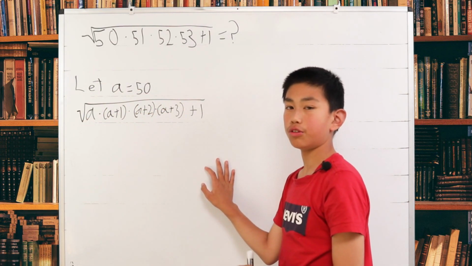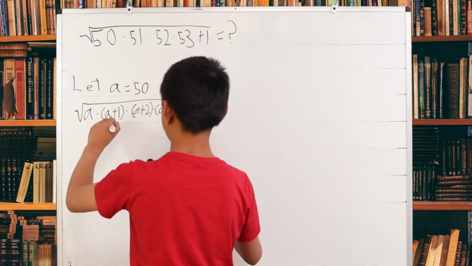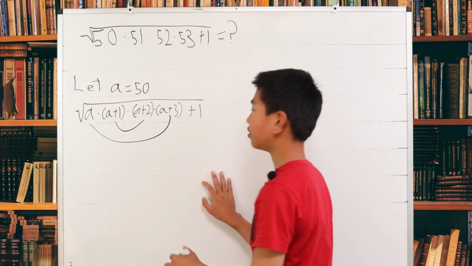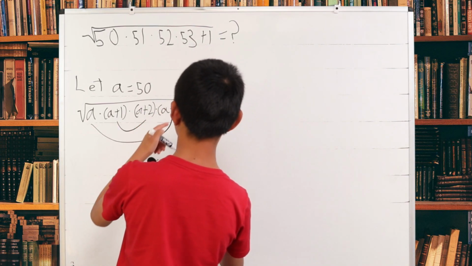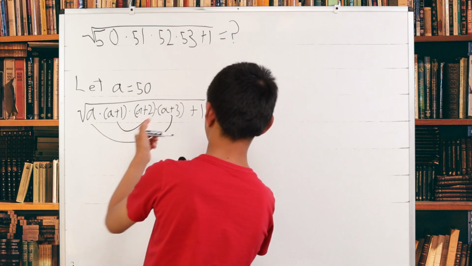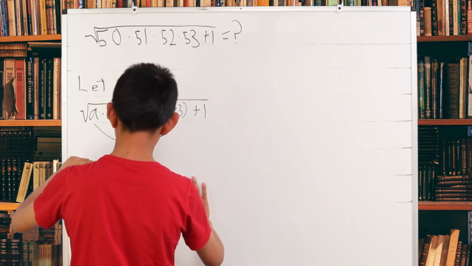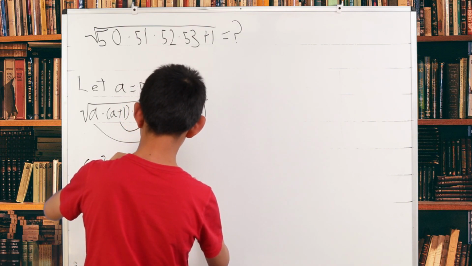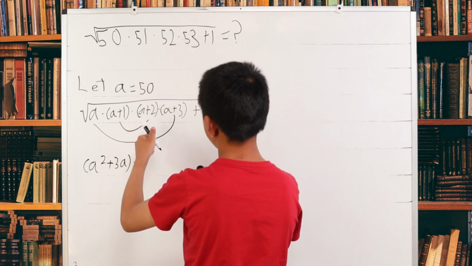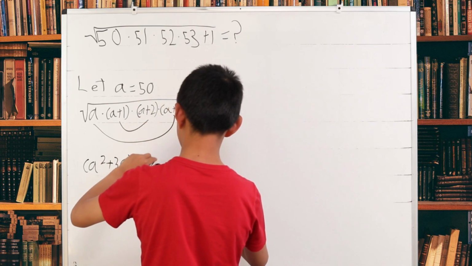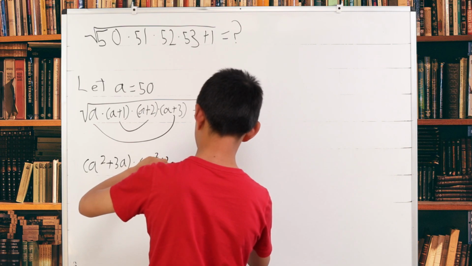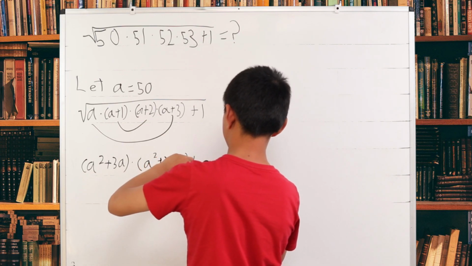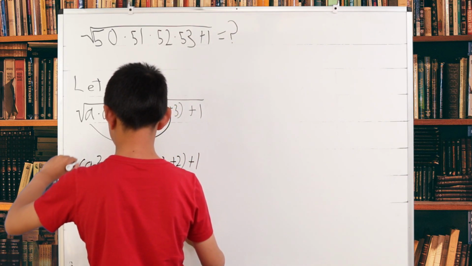Now, to make the values a bit more even, we multiply these two in the middle and these two end terms. Once you've done that, the first term multiplied by the last term is just A squared plus 3A, and then A plus 1 times A plus 2 is A squared plus 3A plus 2. And there's still the plus 1 and still the giant square root.